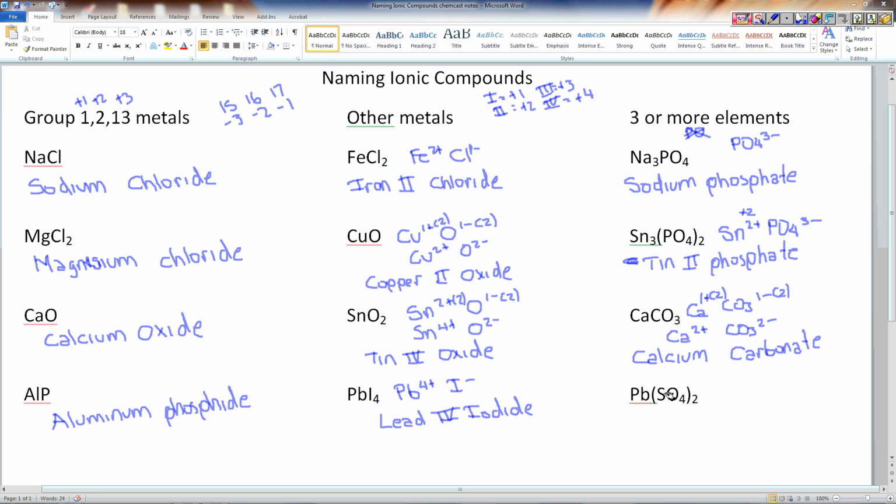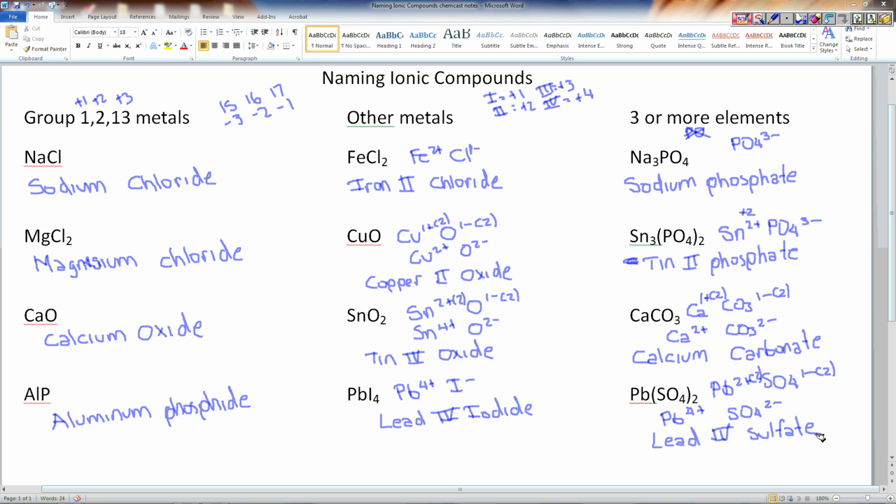Alright, next one. Not group 1, 2, or 13, so that means we have to uncrisscross. So it becomes Pb 2 plus, SO4 1 minus. Remember, you uncrisscross the number outside the parentheses. Well, we know sulfate's not a negative 1. It's actually a negative 2. So we multiply that by 2, and that means we have to multiply this by 2, which gives us Pb 4 plus and SO4 2 minus. So this becomes lead, Roman numeral 4, sulfate.